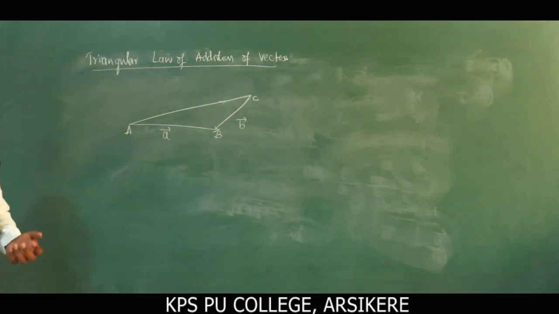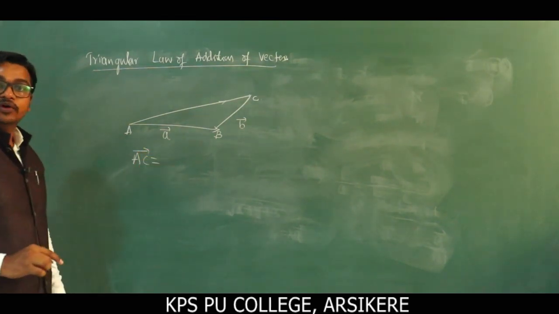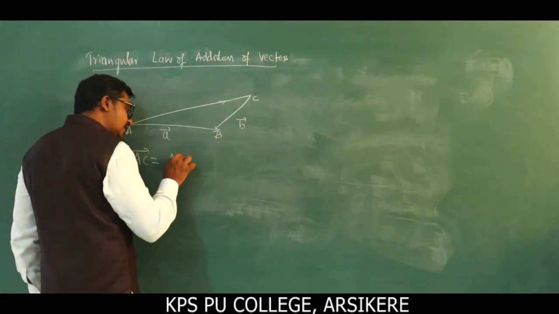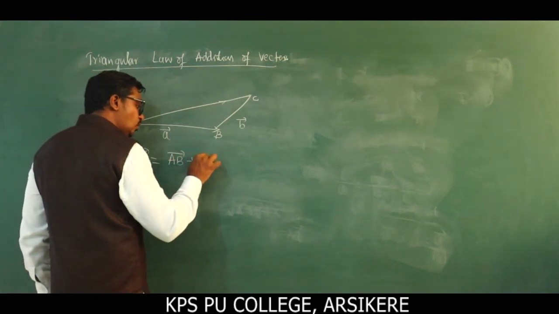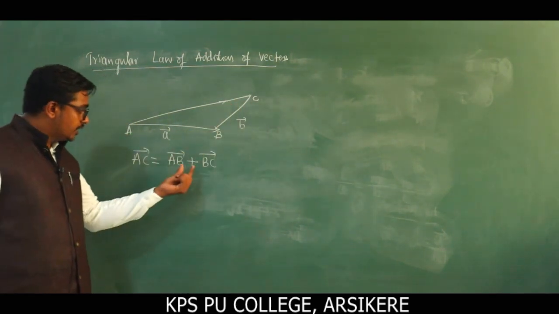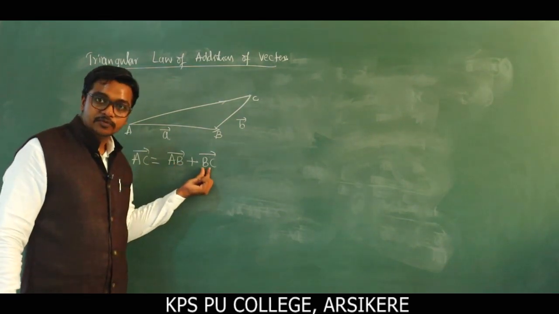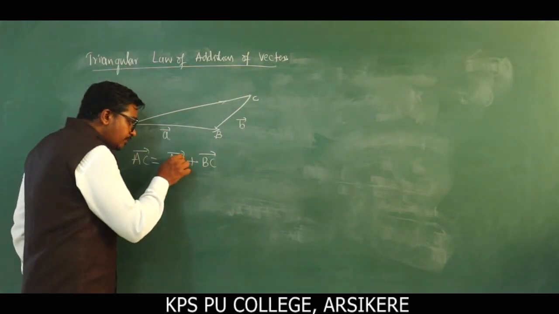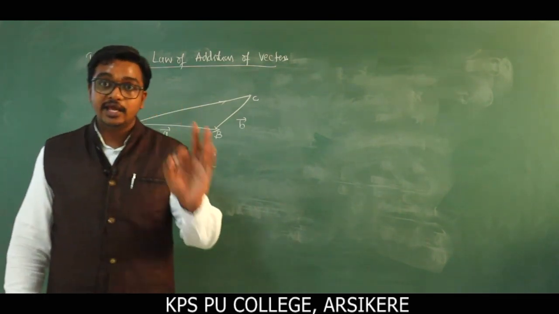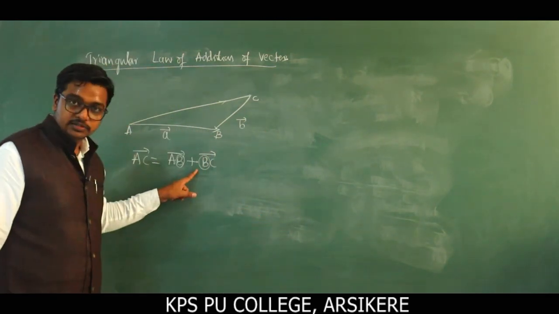Then how to find A to C? So vector AC is equal to, first we are moving from A to B, right? This becomes vector AB plus vector BC, right? Vector BC. Just observe here. So here vector AC is equal to AB plus BC. So it means the terminal point of the first vector and initial point of the second vector must be the same. They are coincident. Then only we are adding two vectors.